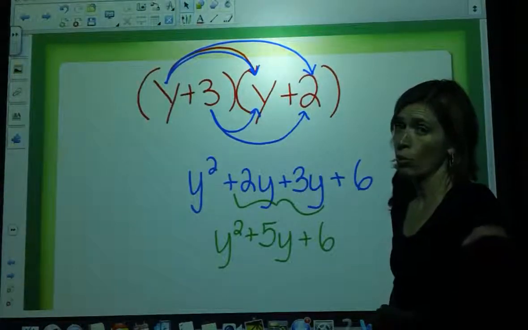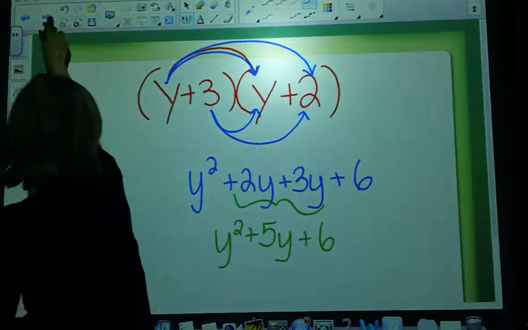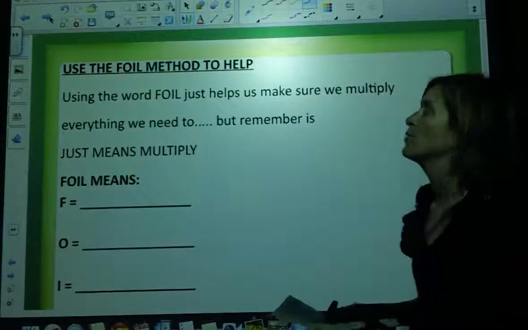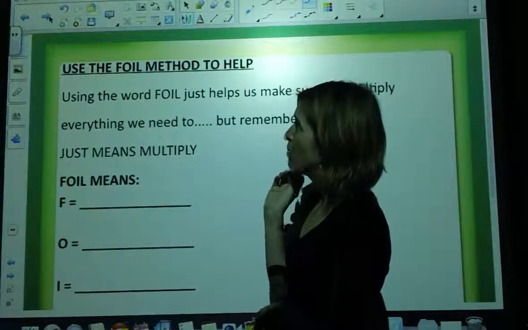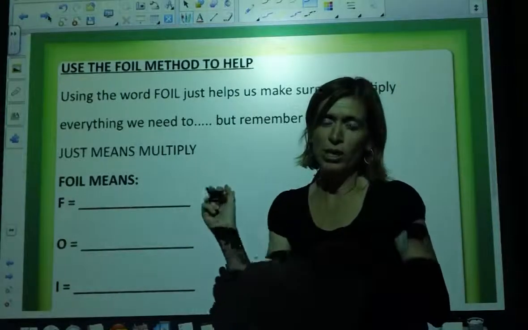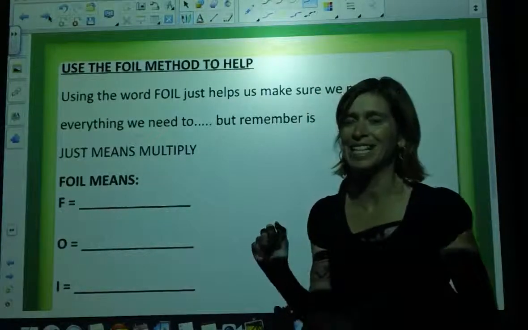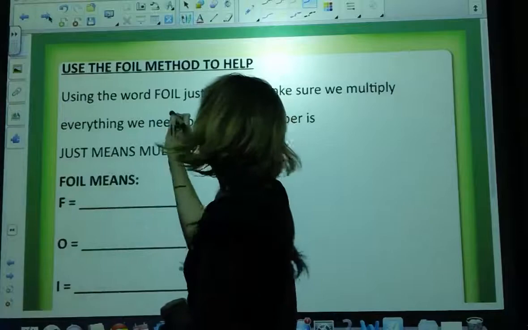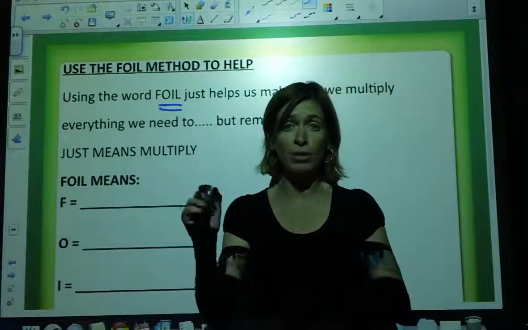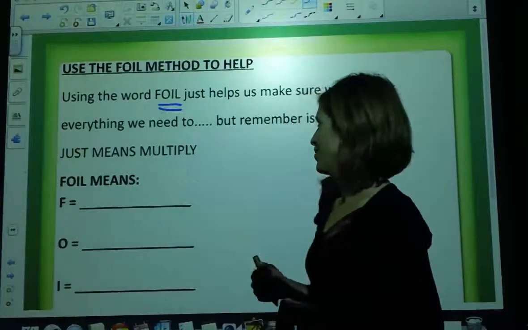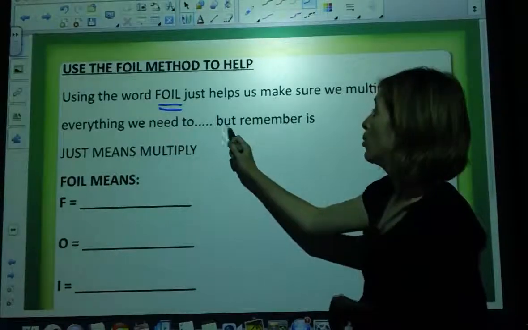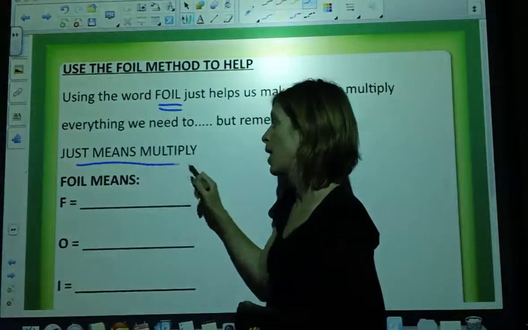All right, a little bit more work, okay, but fortunately, math teachers love to give you some things to help you. So there is a mnemonic phrase that can help you remember how to go through this process so you don't forget any of the steps. And the mnemonic phrase is the word FOIL, okay? So when you're multiplying two binomials, you can FOIL, okay? This just helps us make sure we multiply everything we need to. But we have to remember it just means multiplying, okay?